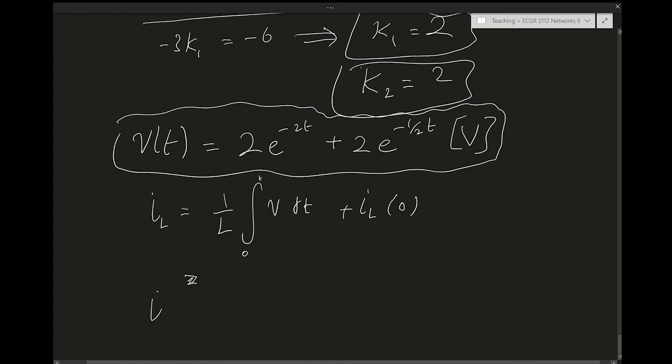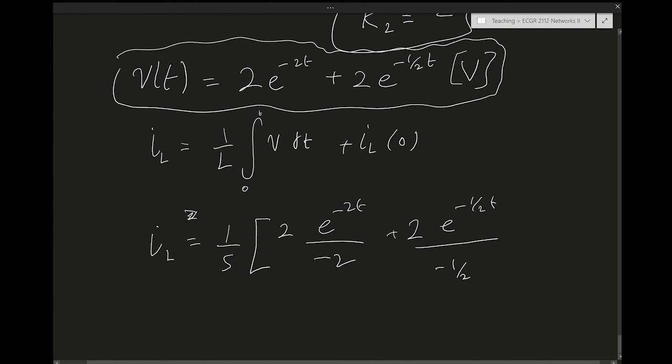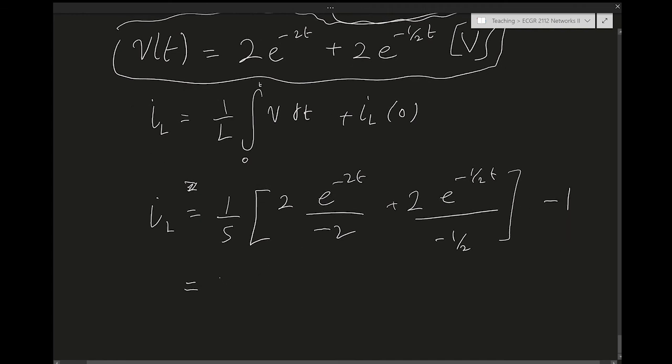But this is just a matter of integrating this expression. So this is going to be L is 5, right? So it's going to be 1 over 5. We know how to integrate exponentials. So this is going to be 2 e minus 2t over minus 2. That's how you integrate an exponential. Plus 2 e minus half t over minus half, right? Plus the initial condition, which is minus 1. So this is going to be 1 over 5 times minus e minus 2t minus 4 e minus half t minus 1. This would be the inductor current.